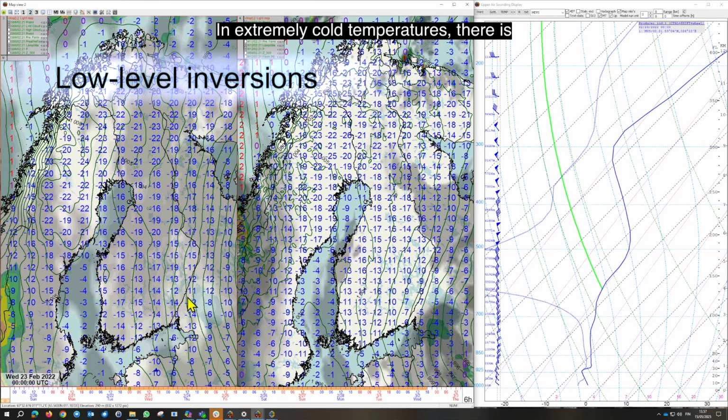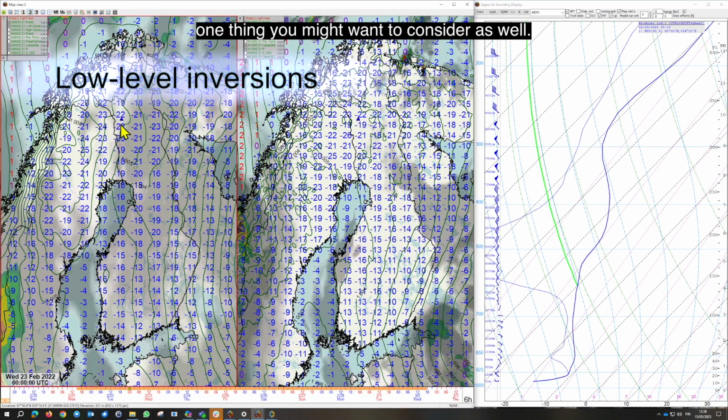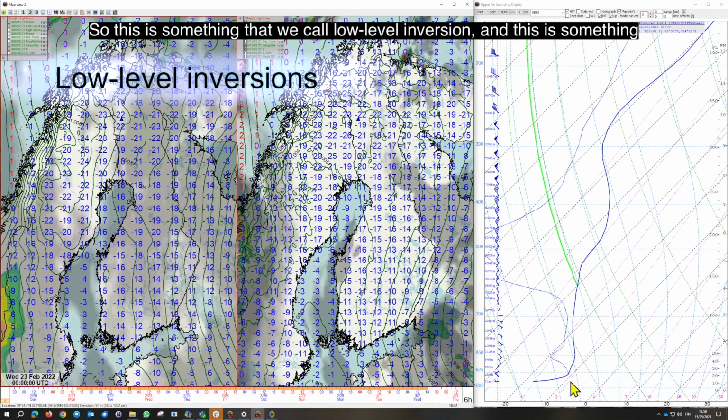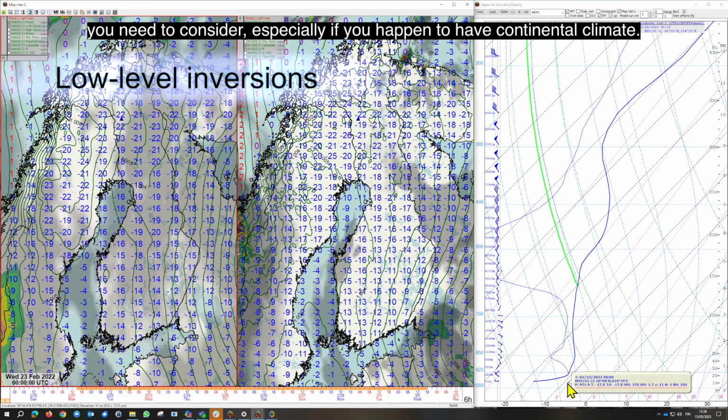In extremely cold temperatures, there is one thing you might want to consider as well. So I took a sounding from Lapland, and this is midwinter in Finland this time of year. So you can see this layer here. You can see how rapidly and in a very shallow layer the air temperature and the dew point are dropping. So this is something that we call a low-level inversion, and this is something you need to consider, especially if you happen to have a continental climate.